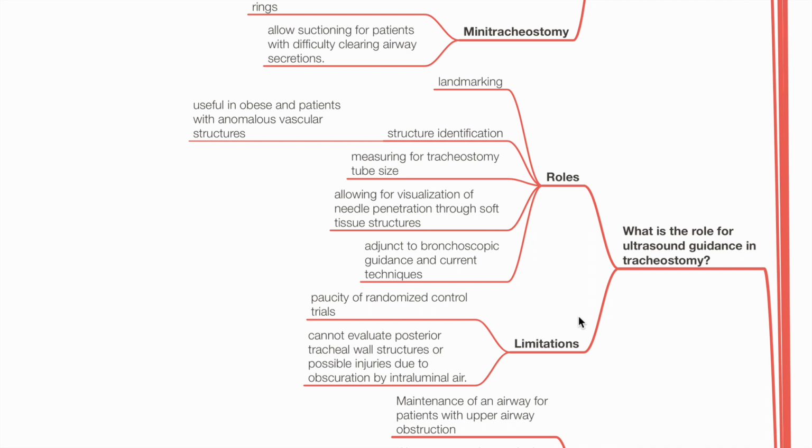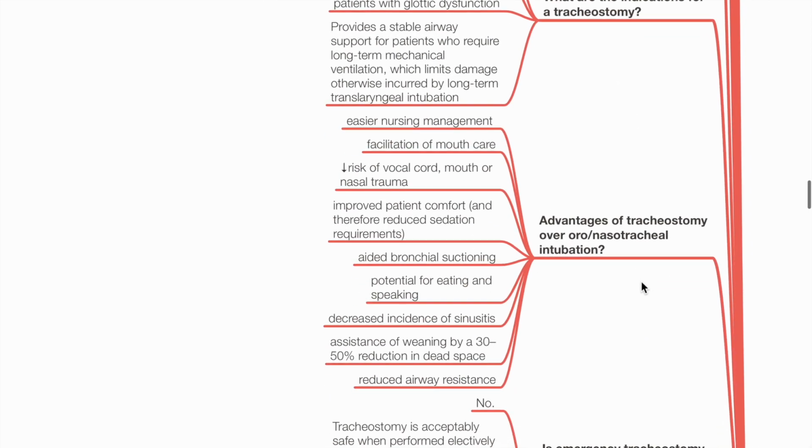What are the advantages of tracheostomy over oral or nasotracheal intubation? This includes easier nursing management, facilitation of mouth care, reduced risk of vocal cord, mouth or nasal trauma, improved patient comfort, therefore reduced sedation requirements, aided bronchial suctioning, potential for eating and speaking, decreased incidence of sinusitis, assistance of weaning by 30 to 50% reduction in dead space and reduced airway resistance.